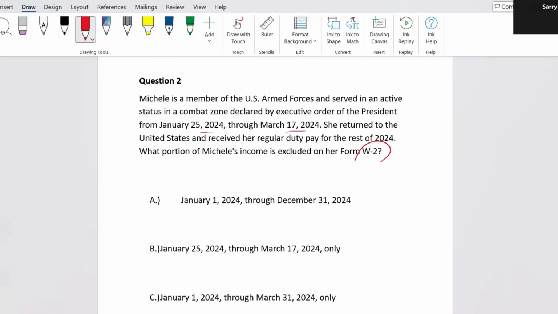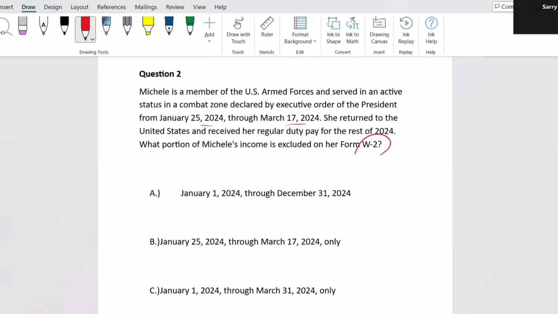There is definitely an exclusion for when you're in a combat zone. Now it's just a matter of what the exclusion period is, like what point in time for Michelle is it excluded. So let's go through each one. January 1, 2024 until December 31, 2024. She was only gone between January 25 and March 17, so this is a safe one to rule out. The whole year isn't excluded just because she was gone for this period between January 25 and March 17.